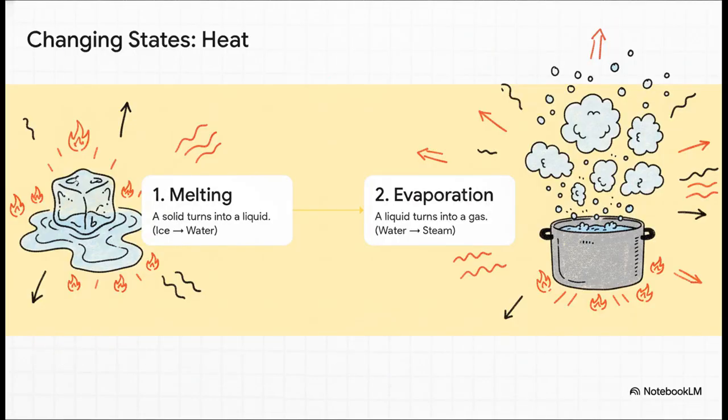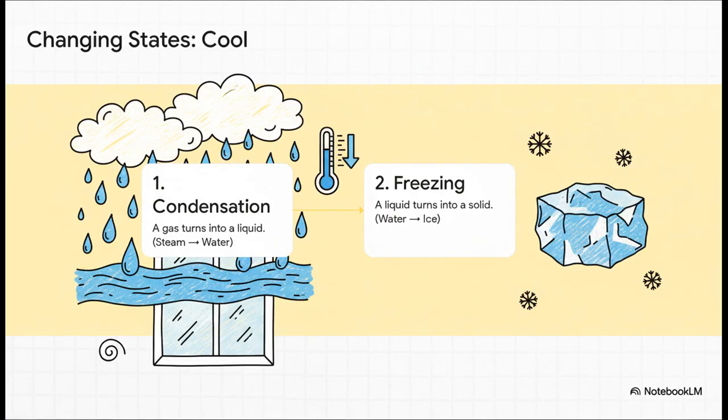So how does it happen? The secret ingredient is energy, specifically heat. When you add heat, a solid melts into a liquid, so ice becomes water. Add even more heat, and that liquid will boil or evaporate, turning into a gas. That's your water turning into steam. And the cool part? It works in reverse. If you take the heat away, in other words, if you cool things down, it all goes backwards. A gas will condense back into a liquid. You see this when your hot shower makes the mirror foggy. And if you cool that liquid down enough, it'll freeze, turning right back into a solid.